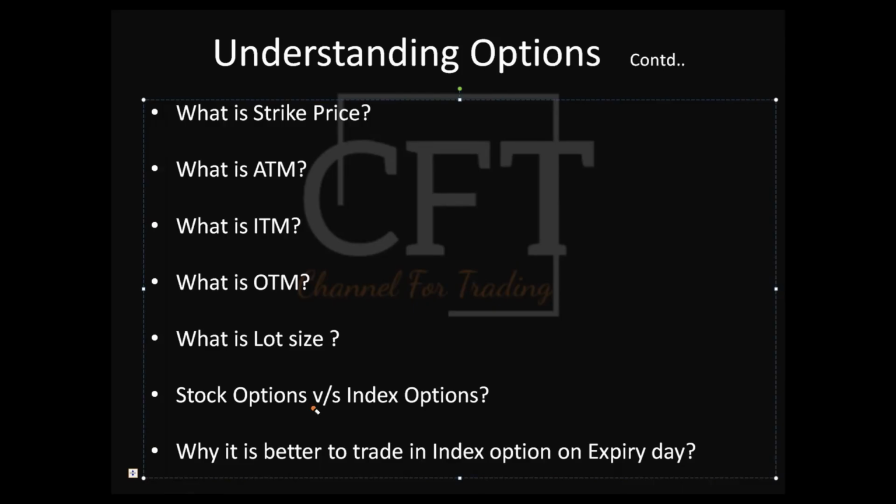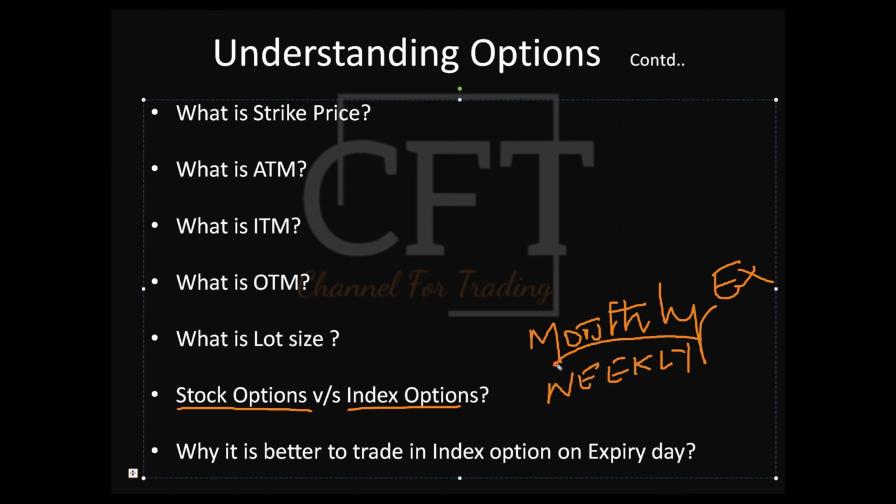Stock option versus index option, the difference. So the simple difference is that stock option is only having monthly expiry. There is no weekly expiry concept in stock options. In index options, you have weekly expiry. Of course, you can trade monthly also. That means if I want to trade monthly for index, I can choose 4 weeks down the line or this month's last Thursday expiry I can choose.